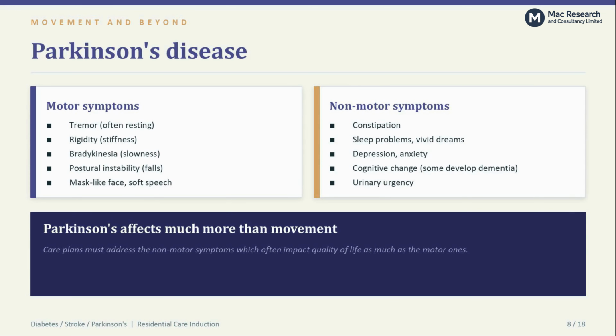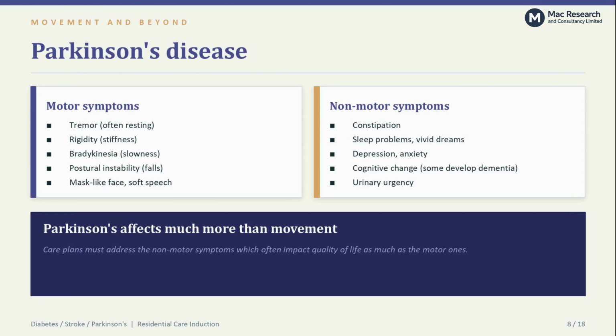Bradykinesia, slowness of movement. The resident may take longer to start movements, walk slowly, do tasks slowly. Postural instability, particularly later in disease, leads to falls. Mask-like face, reduced facial expression. Soft speech. Non-motor symptoms often more disabling than the motor symptoms.